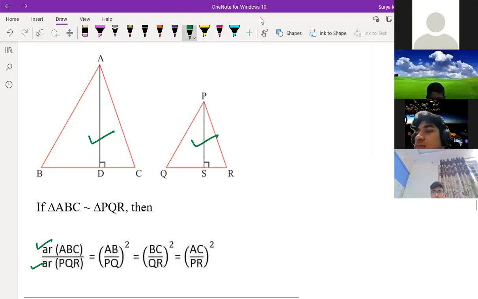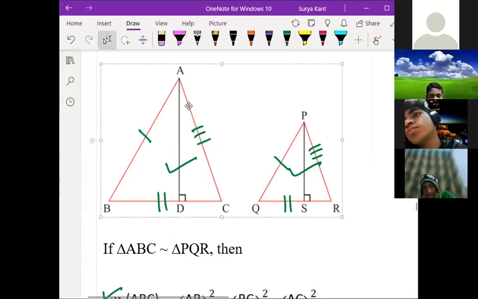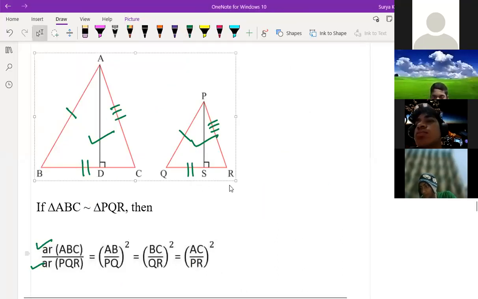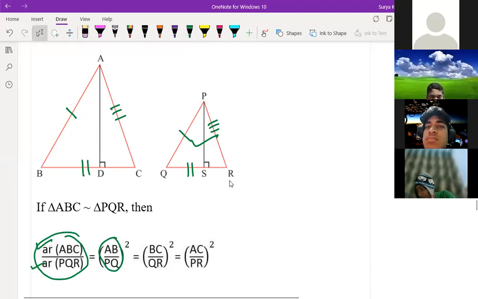Here, triangles ABC and PQR, what we are doing, children, is taking the ratio of the sides. If this side is proportional to this side, and this side is proportional to this side, and this side is proportional to this side, it means that these two triangles are similar, and we can write it as AB by PQ is equal to BC by QR is equal to AC by PR, whole square. So if you are writing in the form of area, we have to write in the square form, children.